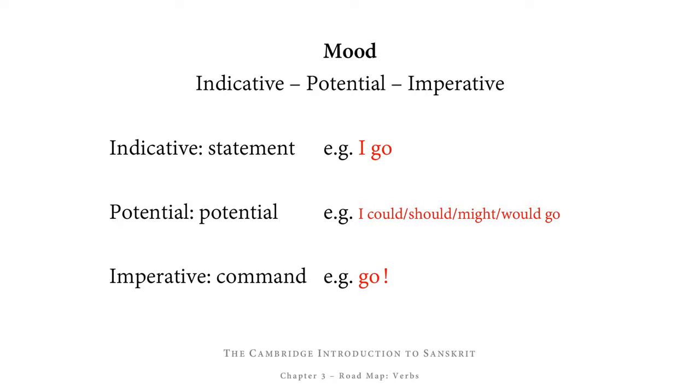Next, there is mood, and again, mood is here used as a grammatical term, not in the sense of being moody or something like that. And Sanskrit has three moods, the indicative, the potential, and the imperative. The indicative is used for statements, such as English, I go. The potential is used for any kind of potential or possibility. So, for example, English, I could go, I should go, I might go, I would go, and so on. And finally, the imperative, which is used to express commands. So, for example, go.